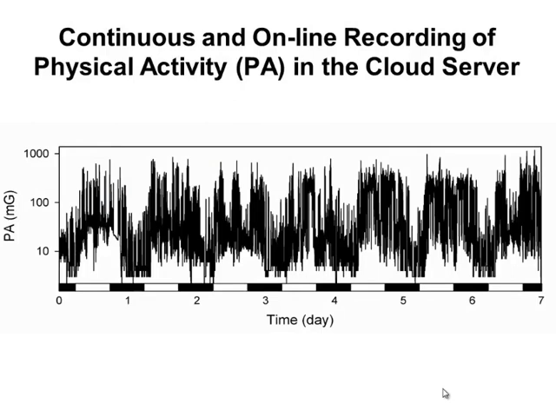For example, this is data from one person for 7 days. The data is collected every 10 seconds, producing one data point. So 7 days will gather a lot of data, and all the data can be viewed with a browser, almost online or semi-online. So we can perform continuous and online recording of physical activity in the cloud server.